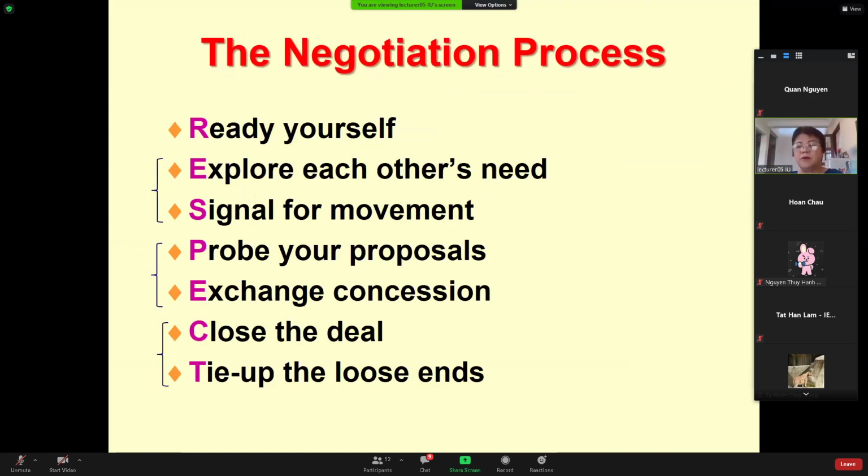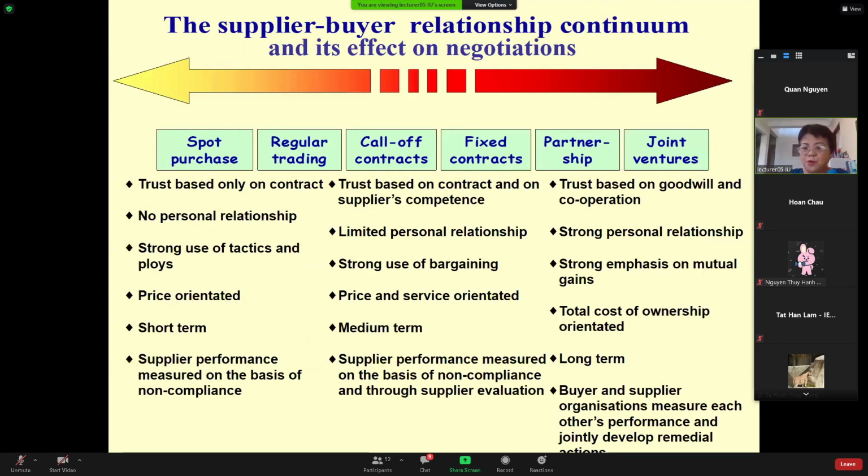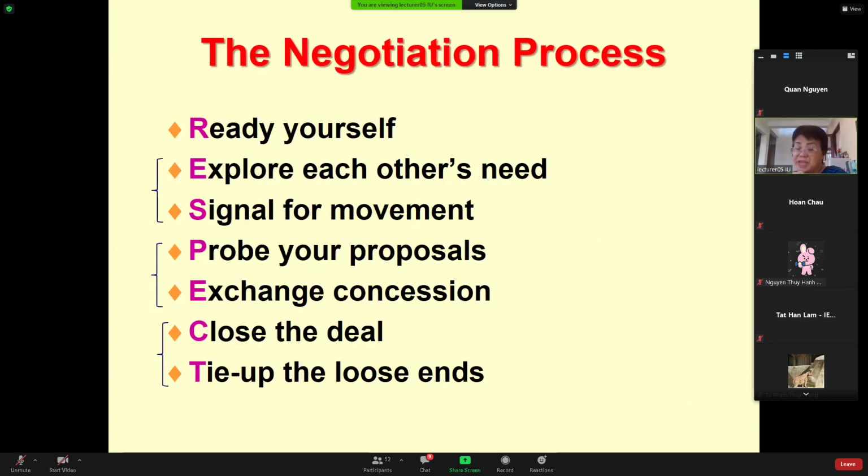So there is the process. This shows you the process of negotiation. Like I said, everyone is born as a negotiator. But in order to be a good negotiator, you have to learn about the negotiation process.